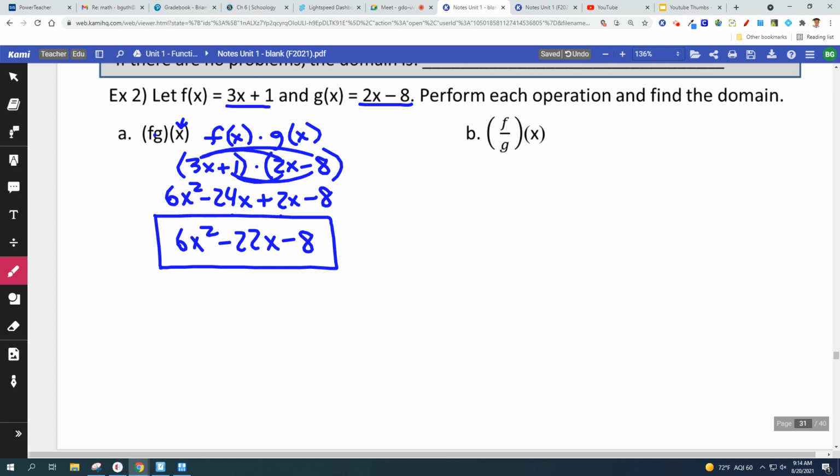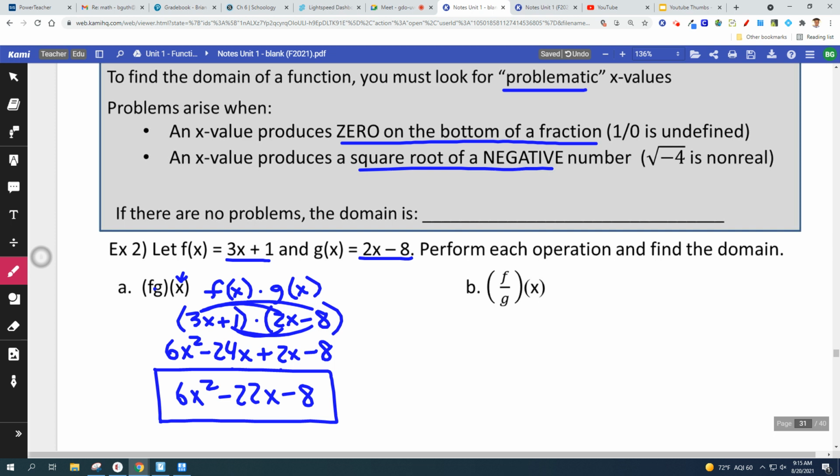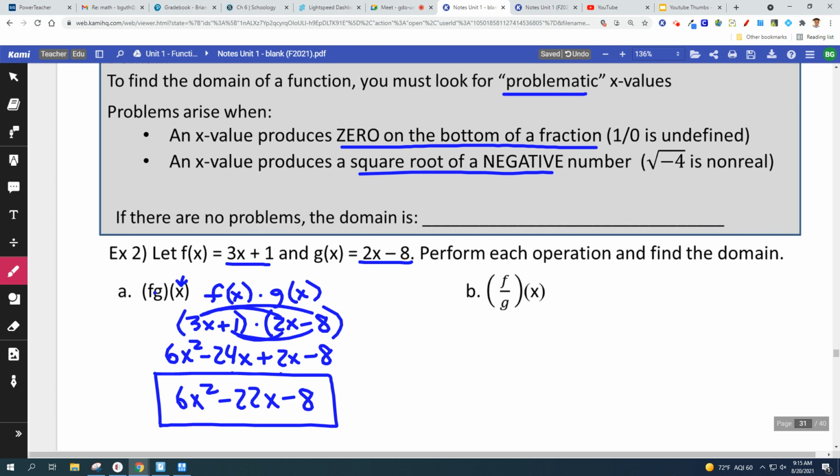That is the answer. But now we have to find the domain. Okay, so the domain, we have to look for these problems. All right, and if there are no problems, then the domain is going to be all real numbers. Skipped that part, didn't I? A lot of the times the domain is all real numbers unless there's a problem that comes up, okay?